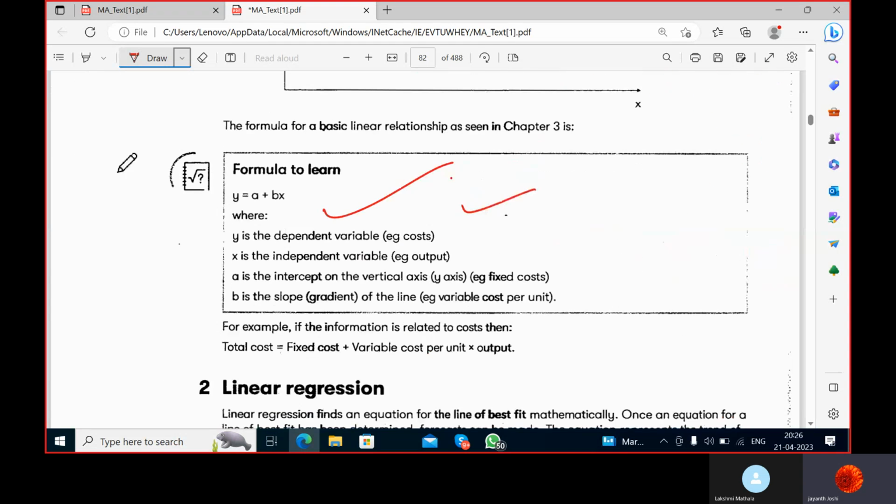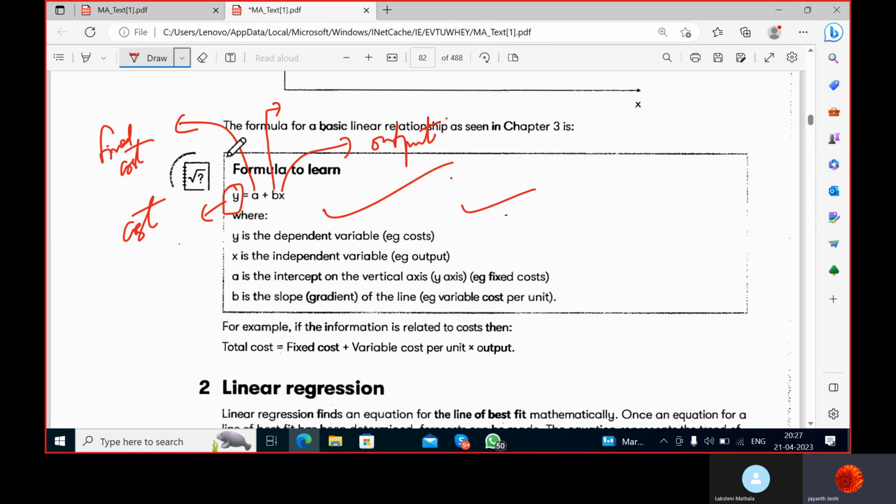So all these things are there, and here y is equal to a plus bx. Y is the dependent variable. Here we are taking y as cost. We will find the cost based upon the independent variable, which is going to be the output. And a is always going to be fixed, so a is nothing but the fixed cost. And b represents a constant.